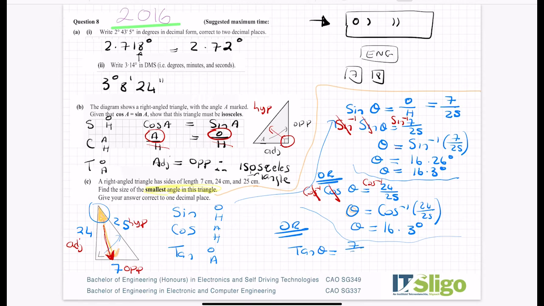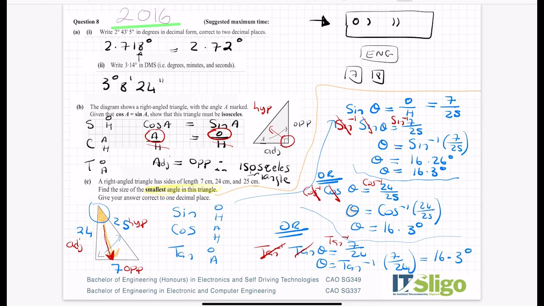I want theta the angle, so I have to get rid of tan. The opposite of tan is tan inverse. So theta then is equal to the tan inverse of 7 over 24. Tan inverse sits behind tan, and you get 16.26 again, or 16.3 degrees.